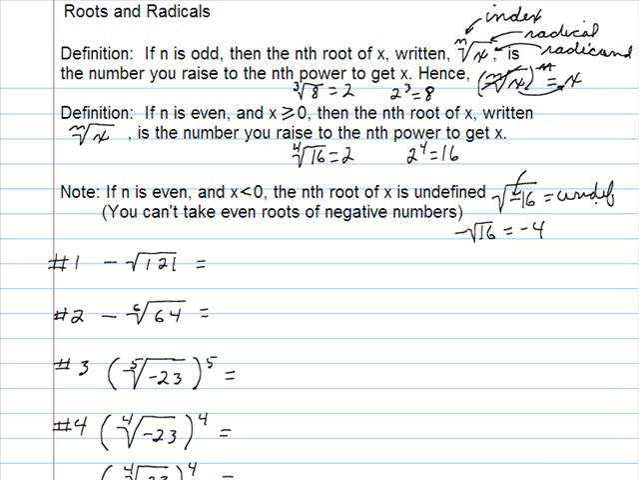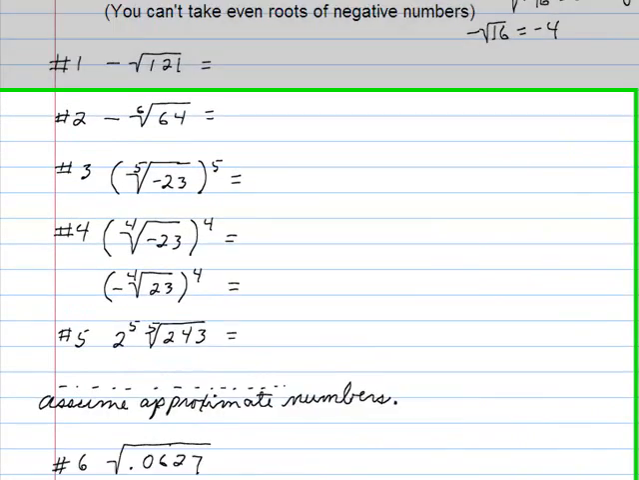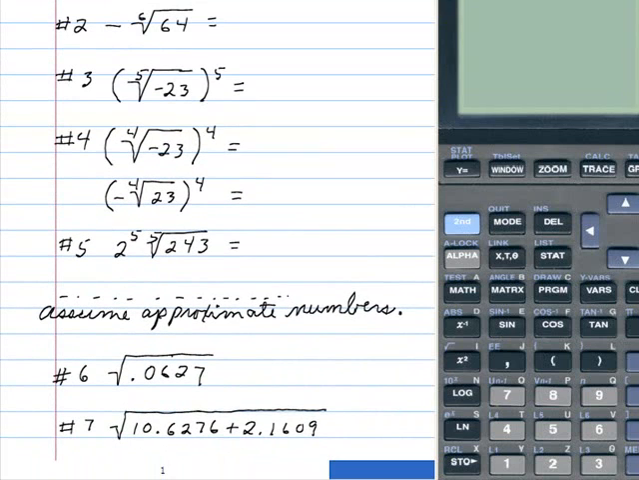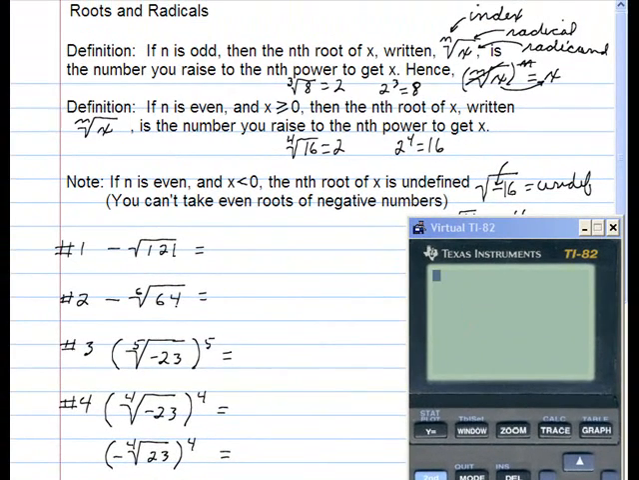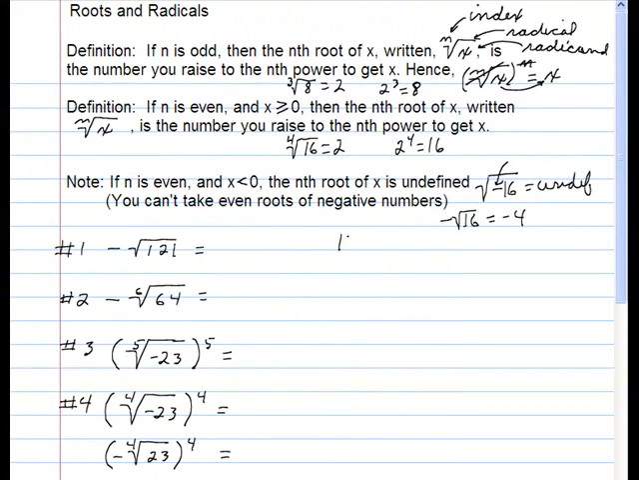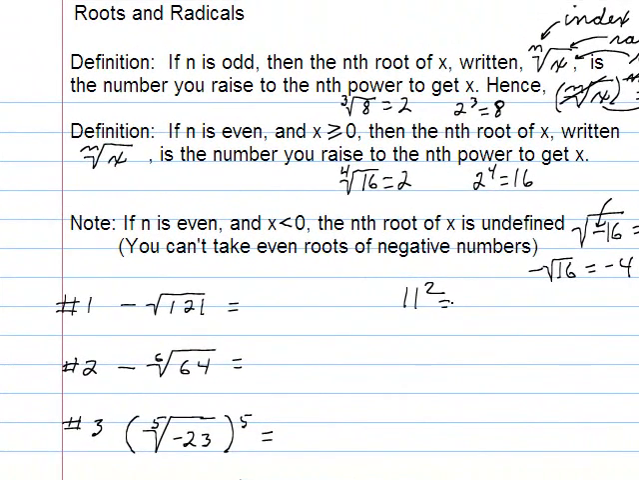Okay, with that in mind now, I've lost some stuff here. Let me pause this. Okay, I'm back again. We got the calculator working. With that definition in mind, let's work some problems. The first one says, what is negative the square root of 121? Well, from your arithmetic, you can probably remember that 11 squared gives you 121. So the square root of 121 would be 11, so that would be negative 11.